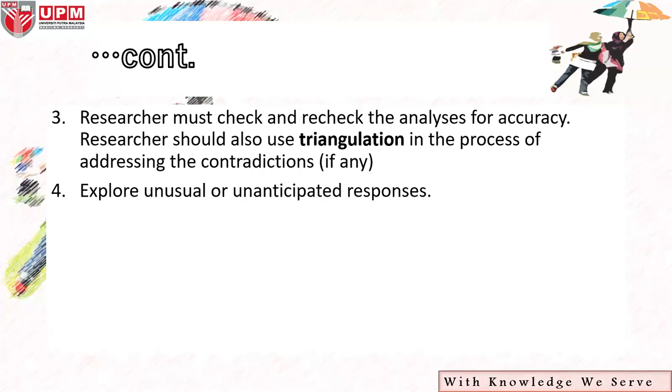Faham eh? Triangulation ni kaedah yang kita gunakan untuk memastikan jawapan yang kita dapat itu adalah konsisten. So kaedah dia lebih daripada tiga. So kurang-kurangnya tiga. Okay, so we explore the unusual or unanticipated response.